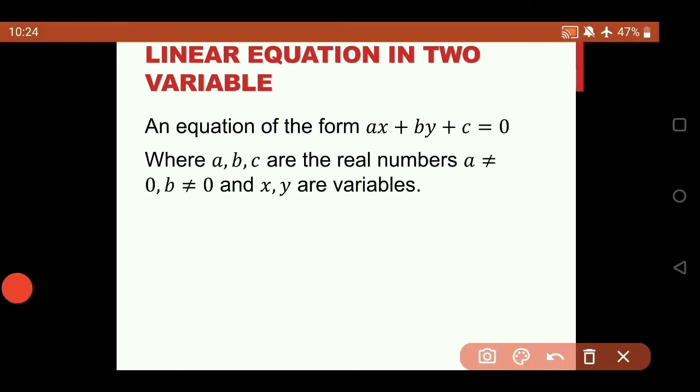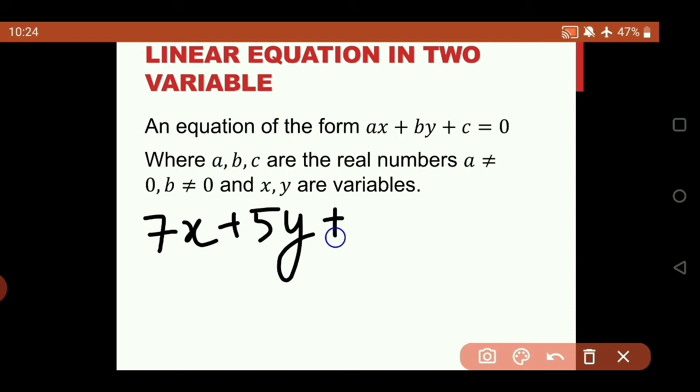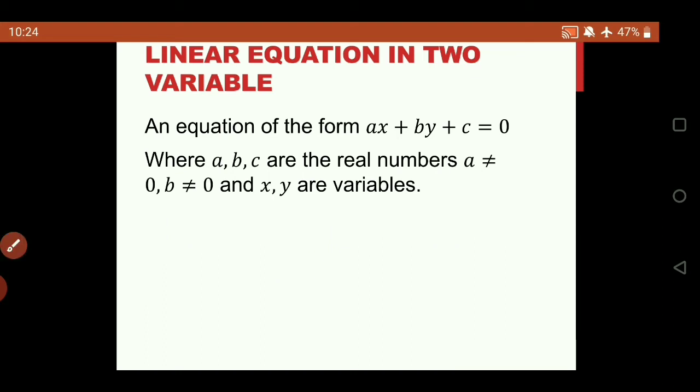For example, if I write 7x + 5y + 4 = 0, then this equation is known as linear equation in two variables, as the variables present in this equation are x and y. Also, its degree is 1 because the exponent of x and exponent of y both are 1. So this equation is known as linear equation in two variables.